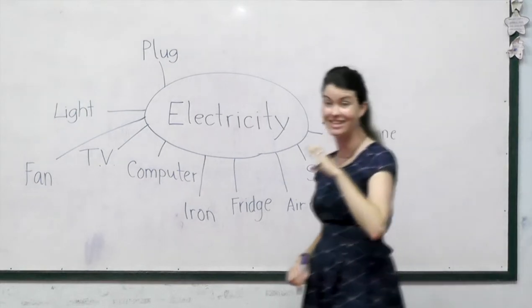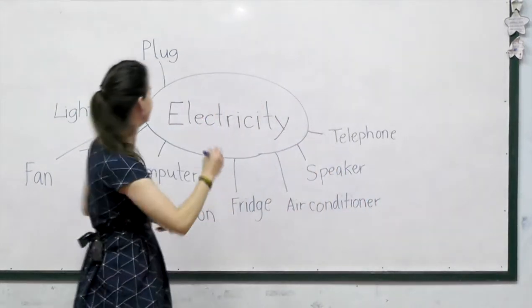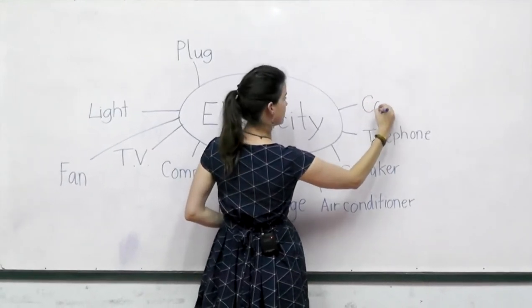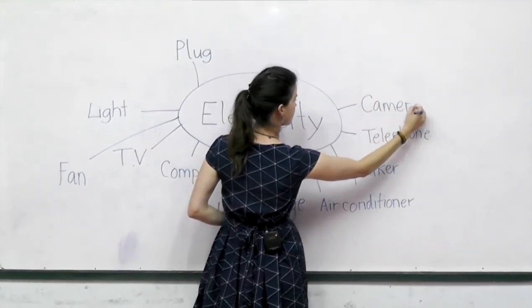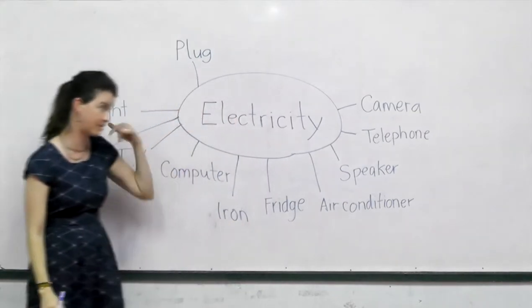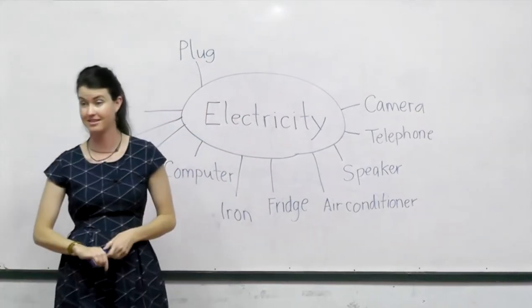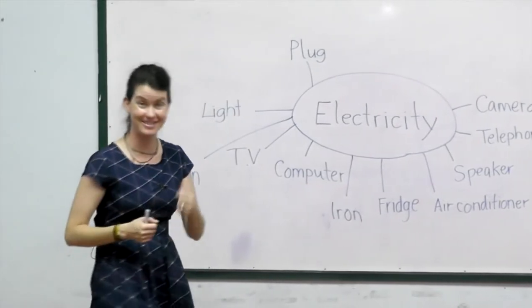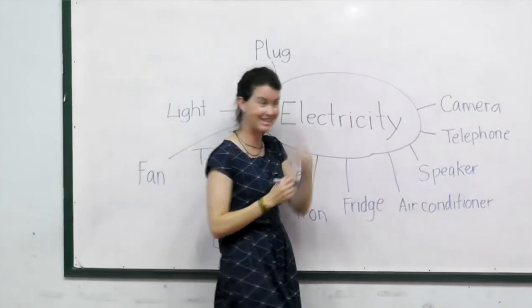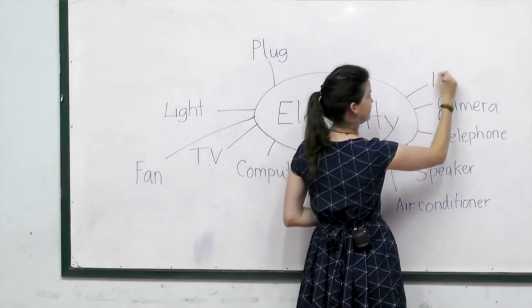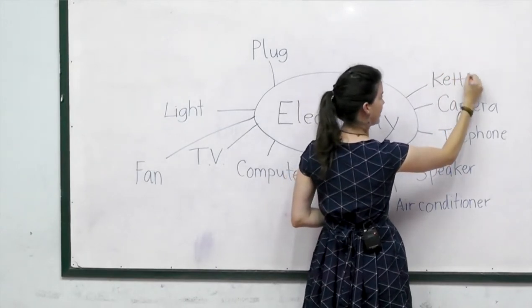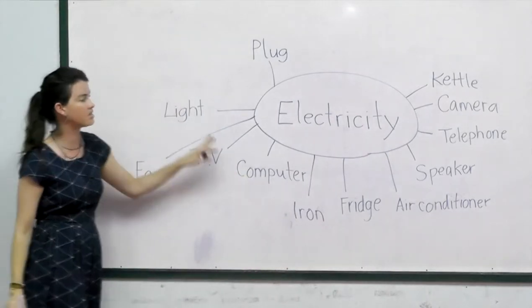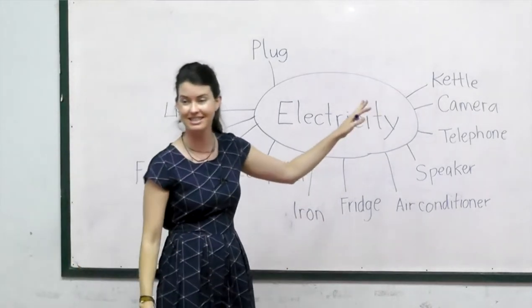Kuriyai's camera. Good. Tell me. Television. Yep. Good. Cell phone, like our telephone. Tell me. The kettle. Kettle to make hot water. Good thinking. Very nice. Kettle. All of these things use electricity. All of those things that use electricity.